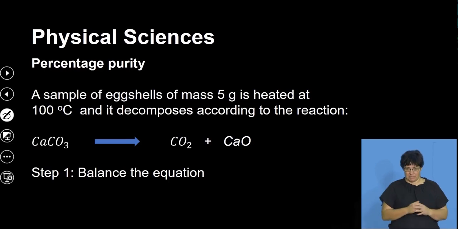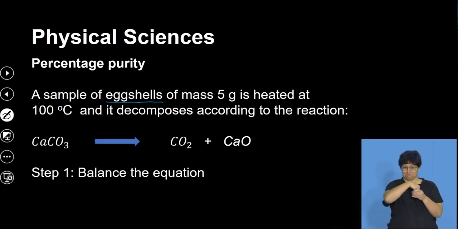Here's a simple and straightforward example just to give us an idea of the steps one needs to follow in calculating percentage purity. We've got a sample of eggshells. Eggshells contain calcium carbonate and other substances. We are interested in determining the actual percentage of calcium carbonate in the mass of the whole sample. The total mass of the sample is 5 grams. It's heated at a temperature of 100 degrees Celsius, and it decomposes.